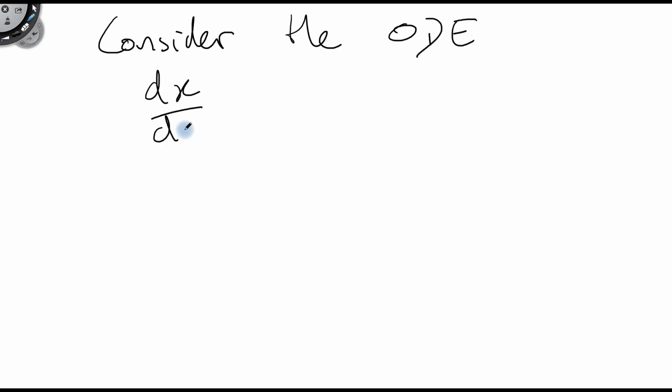So we're going to consider the ODE dx by dt is now a function f of x and t. We're going to maintain a bit more generality than before, so we're going to have it as x and t. So we've got a method that's flexible for all cases.